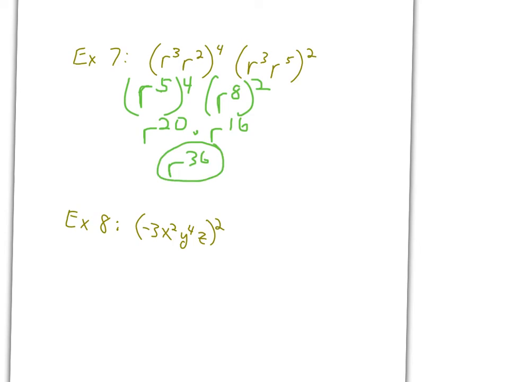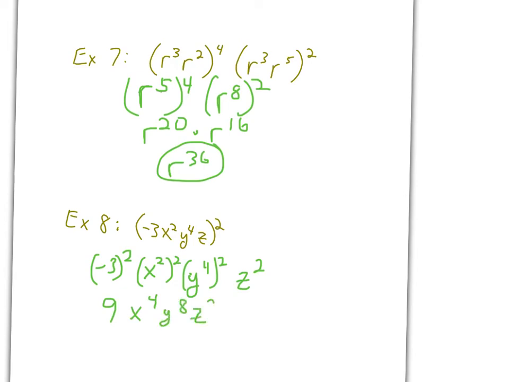In number 8, I've got all these, a number and powers being multiplied together, all taken to the 2nd power. So I can't put anything together inside of here, so I've got to distribute the 2 to each item. So the way that's going to work is I'm going to have -3 squared, then I'll have x squared, and then I'll have y to the 4th squared and z squared. So that's going to be 9 x to the 4th, y to the 8th, z squared.